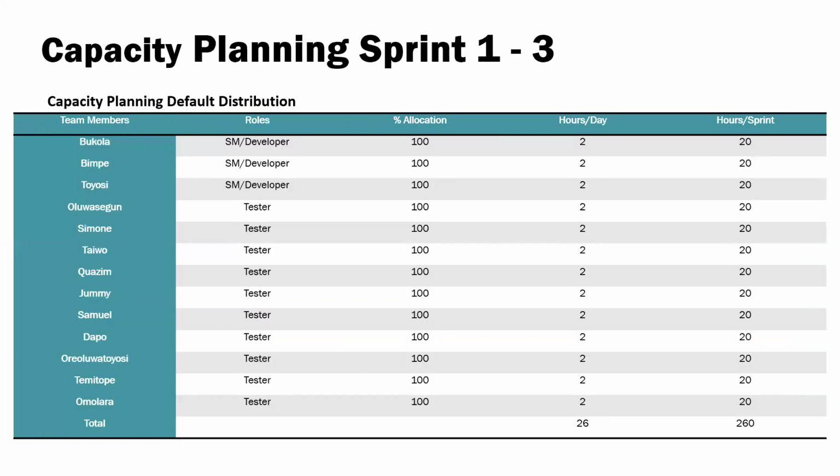And this is the capacity planning. We had 2 sets of capacity planning. The first from sprint 1 to sprint 3, because the SMs were the developers for the SharePoint. We had the SMs as developers, then we had the tester. We assigned 2 hours per day, and these were the total hours per sprint.